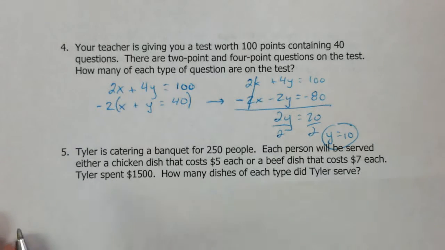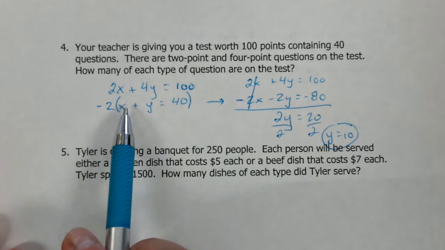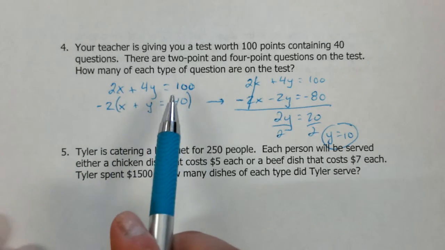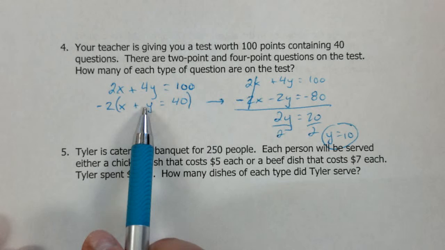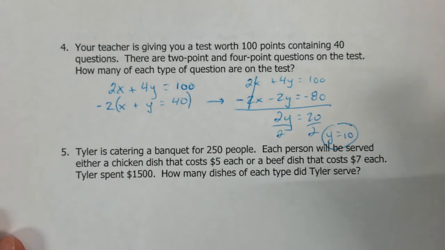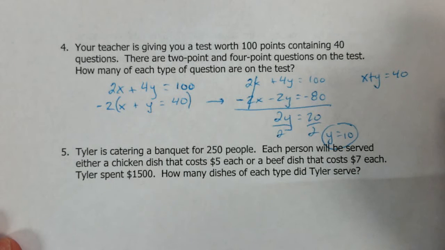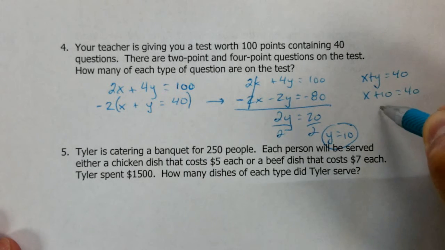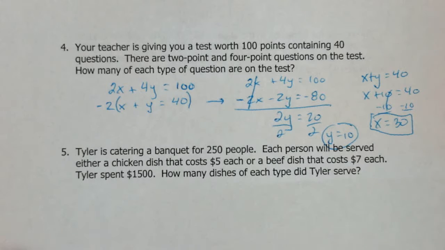Alright, so now let's choose an equation. Use either the 2x plus 4y equals 100, or we'll use the x plus y equals 40. I'm going to choose to use the x plus y equals 40. I'm going to use this one and not our new equation, because this is much simpler to use. This was our original equation. So if x plus y equals 40, and I know that y is 10, this means x plus 10 equals 40. That means that there are 30 questions that are the 2-point questions. So here are my answers: 30 and 10.